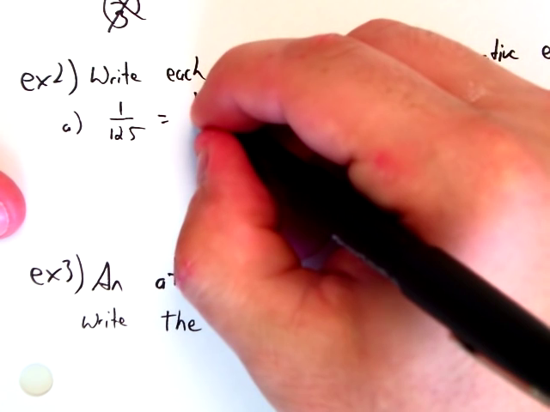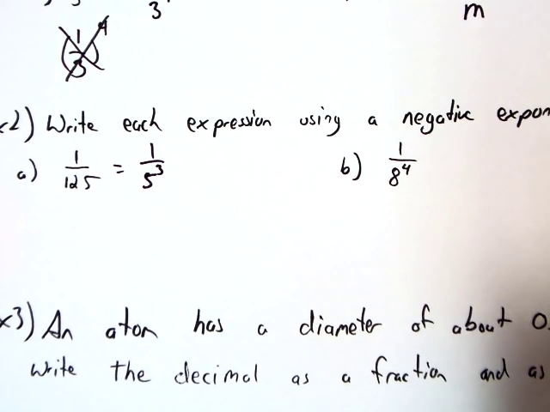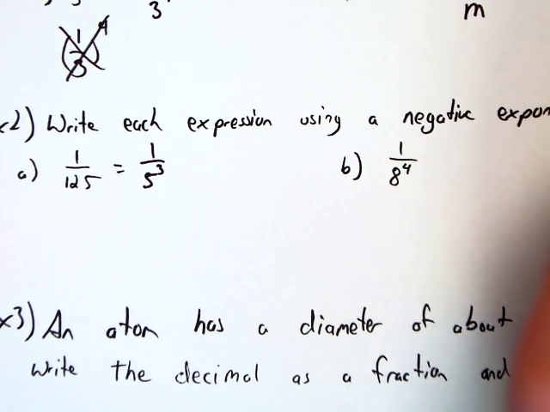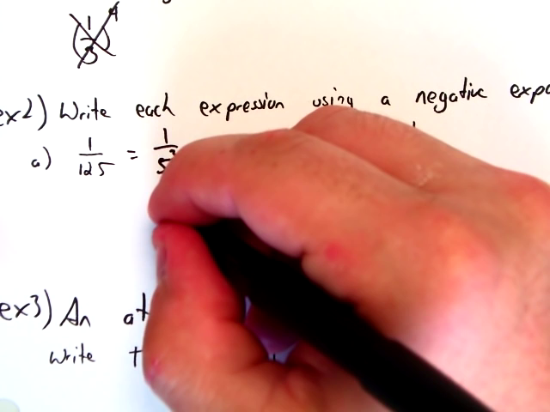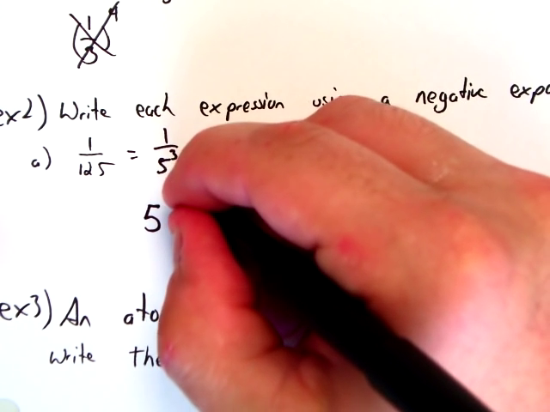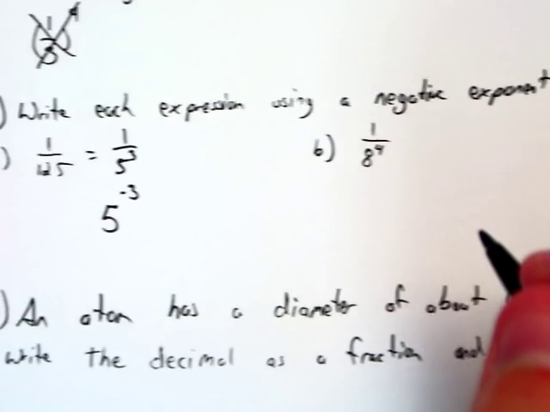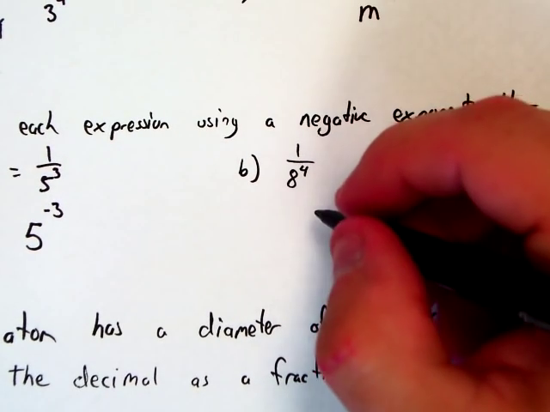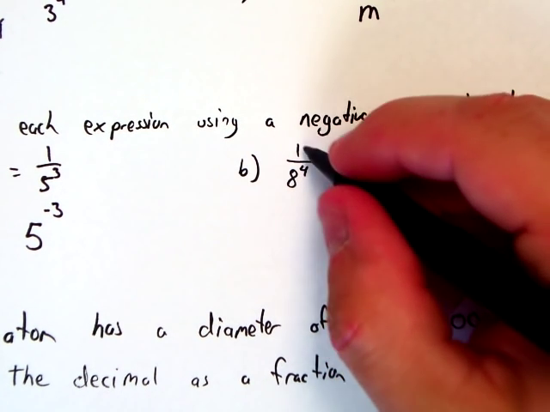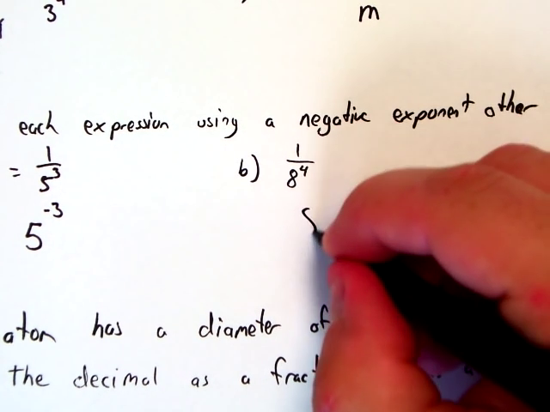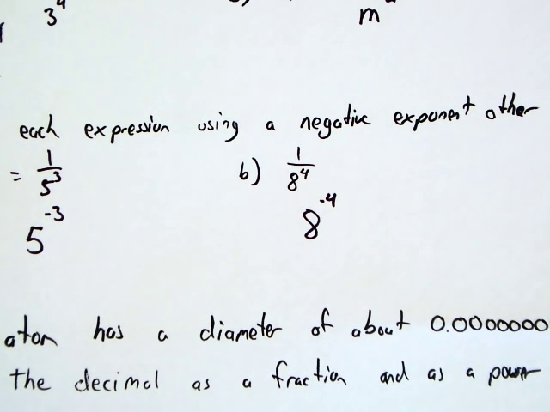So this is really the same as 1 over 5 to the third. So if I use a negative exponent, all of this would move to the numerator, and I have 5 to the negative third. Letter B, a little bit more simple. So 8 raised to the 4th power in the denominator would get me to be 8 to the negative 4th power in the numerator.